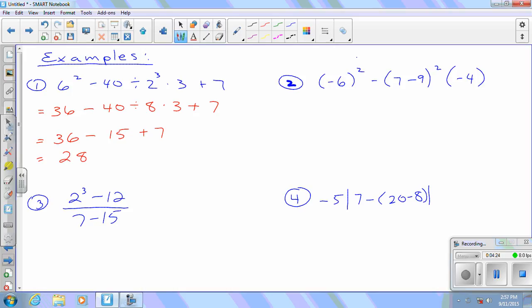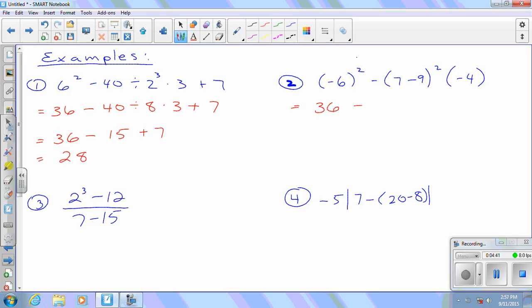So if we look at question 2, we have negative 6 squared, and if you were in class on Friday, you'll remember our discussion about how to handle that. And remember, that's negative 6 times negative 6, so that's going to be a positive 36.